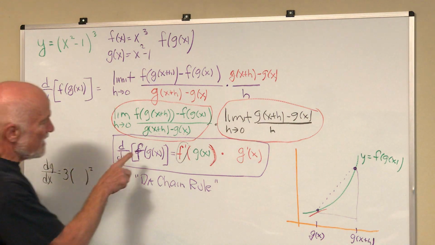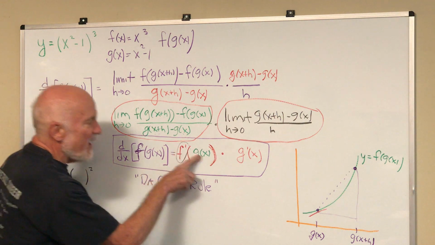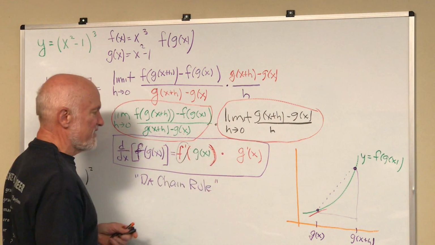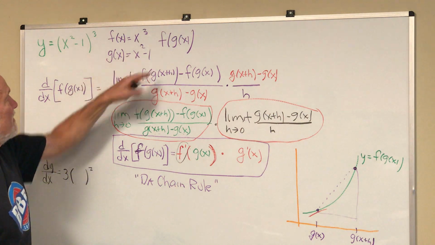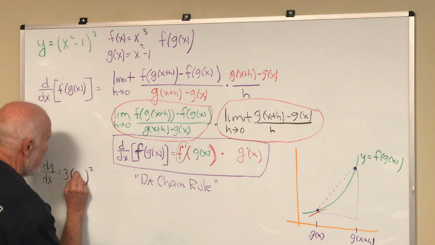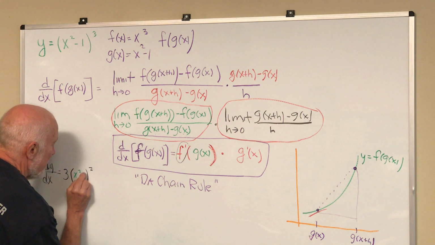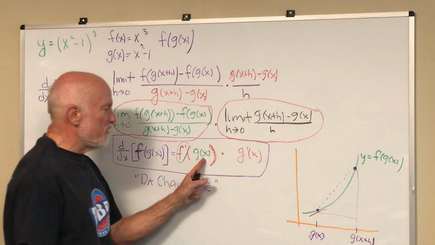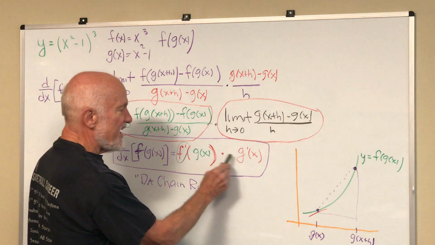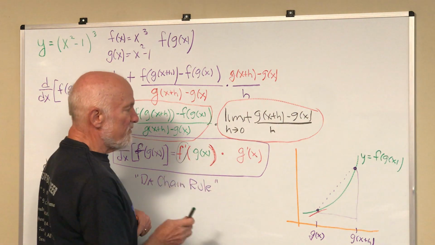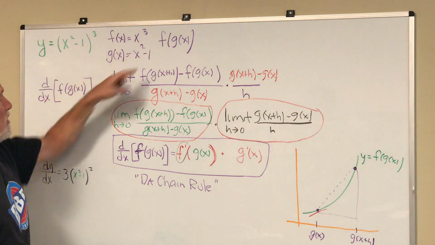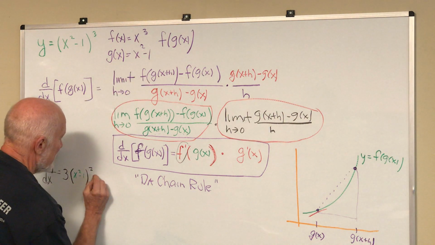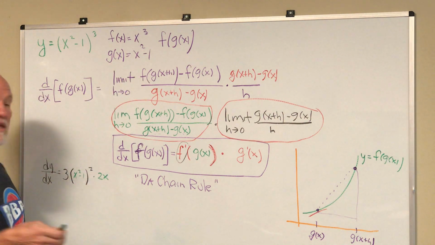That's the thing about the formula. It's not f prime of x, it's f prime of g of x. Well, g of x is just x squared minus 1. So we just put in x squared minus 1, and the last part of the formula just says multiply that times the derivative of this other function. Well, g of x is x squared minus 1, so the derivative is 2x. And you're done.